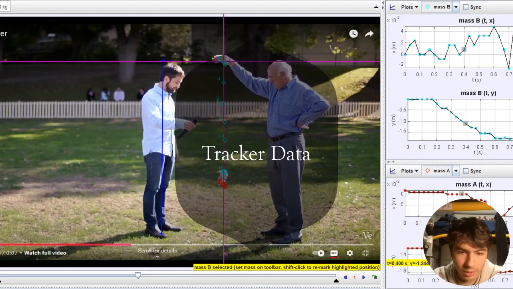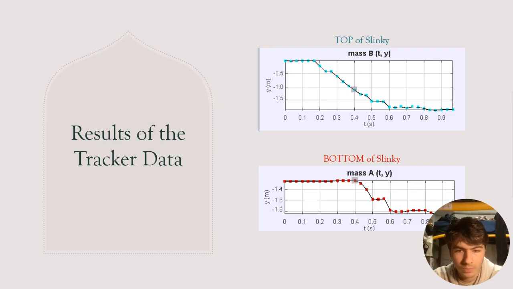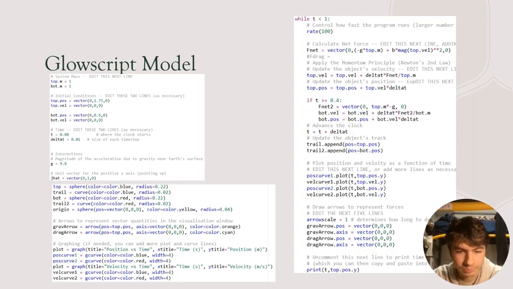So this is my Tracker data. As you can see, I found the height of Veritasium, 1.75 meters, plotted that as my reference point, and then plotted both mass B as the top and mass A as the bottom, and I did my track data that way. So here are the results. As you can see, mass A, which is the bottom of the Slinky, remains much more constant, like non-moving, until the collision with mass B, which is the top of the Slinky, happens, and that happens at 0.4 seconds. After that, you see there's a downward sloping trend, just like with mass B.